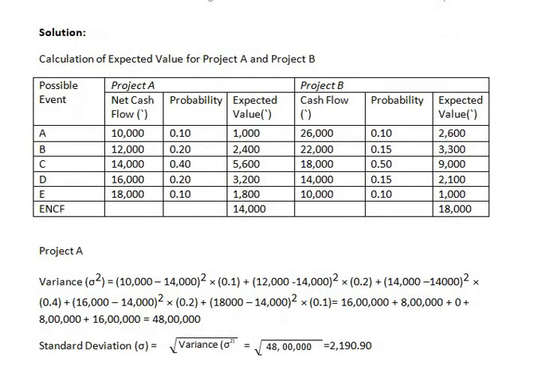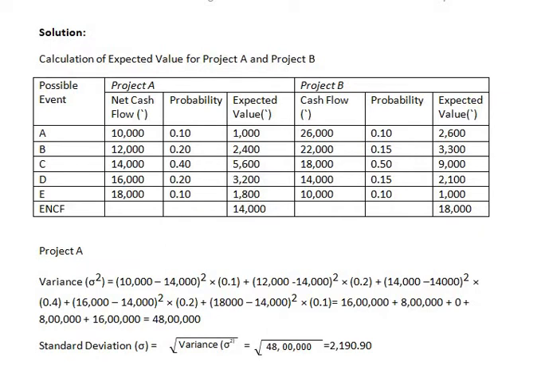Solution: expected value calculation for project A and project B. Possible events A to E, project A net cash flow and its probability, expected value. Project B cash flow, probability, expected value. Now, event A, cash flow of project A, that is 10,000, is to be multiplied with its probability, that is 0.10, which will give you an expected value of rupees 1000.